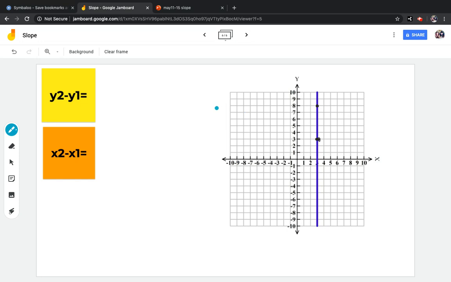And finally, what if we have a slope that has all rise and no run? So let's check this out. My first y is 3, my second y is 8. So 8 minus 3. And no matter what, my x is always at 3. So 3 minus 3. Okay, so the first one's going to equal 5, and this one's going to equal 0.